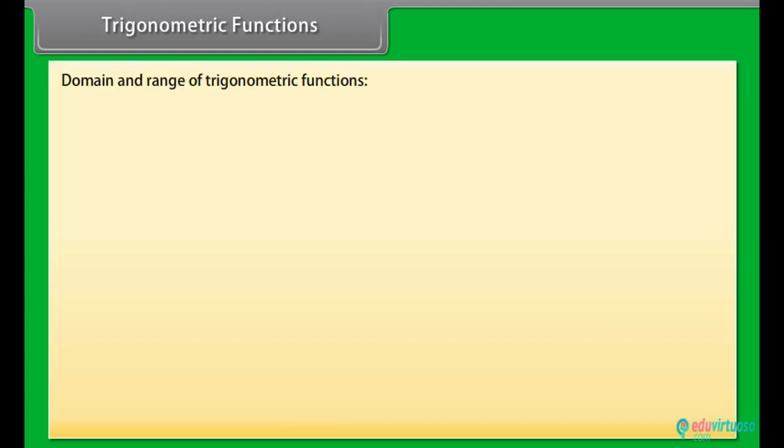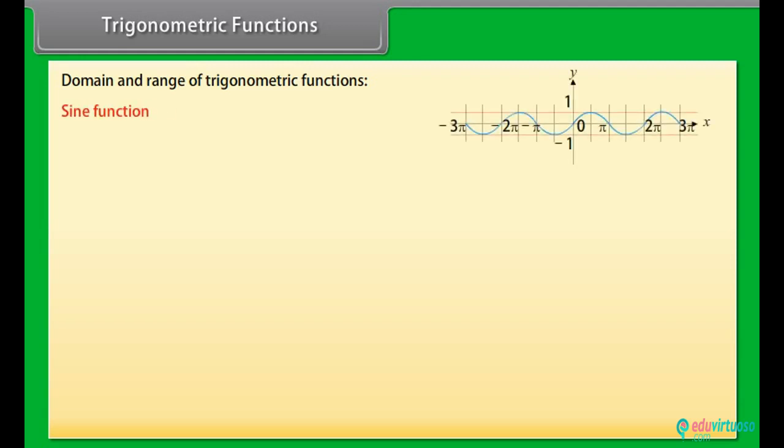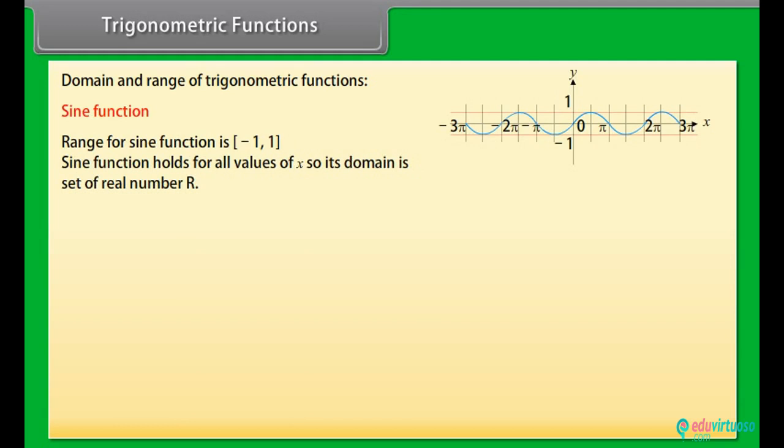Trigonometric functions. Domain and range of trigonometric functions. As we have studied earlier, an angle can be considered as a real number, so we denote the angle by x, not theta. Sine function. The range for the sine function is -1 to 1. The sine function holds for all values of x, so its domain is the set of real numbers R.